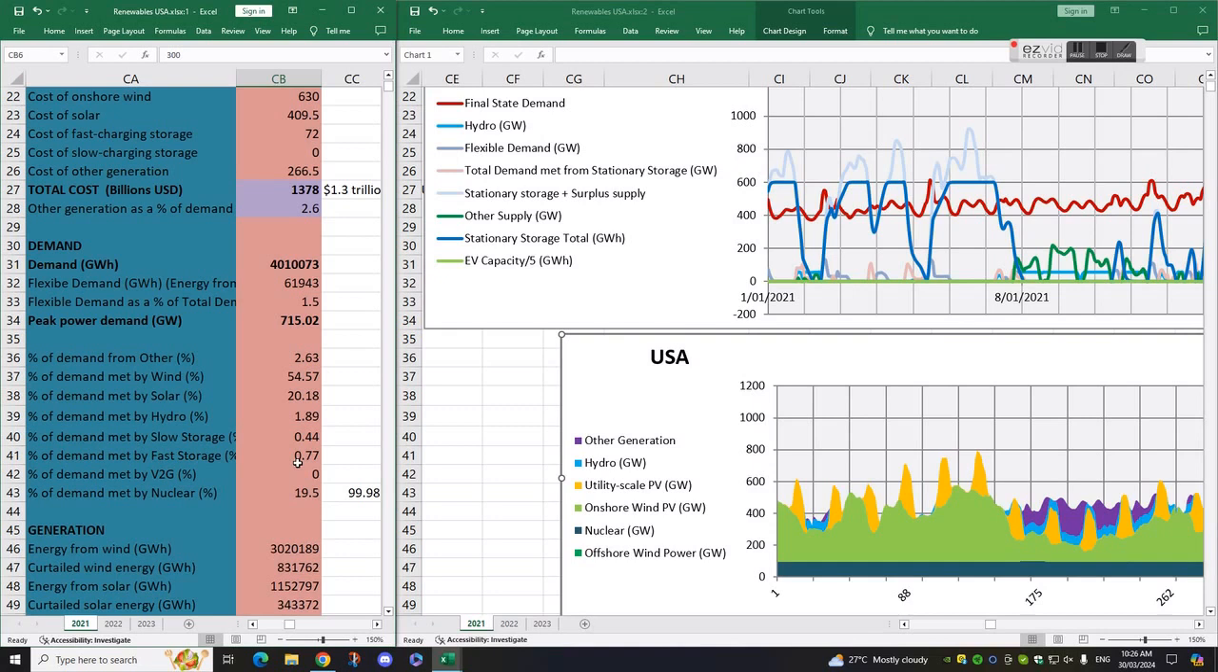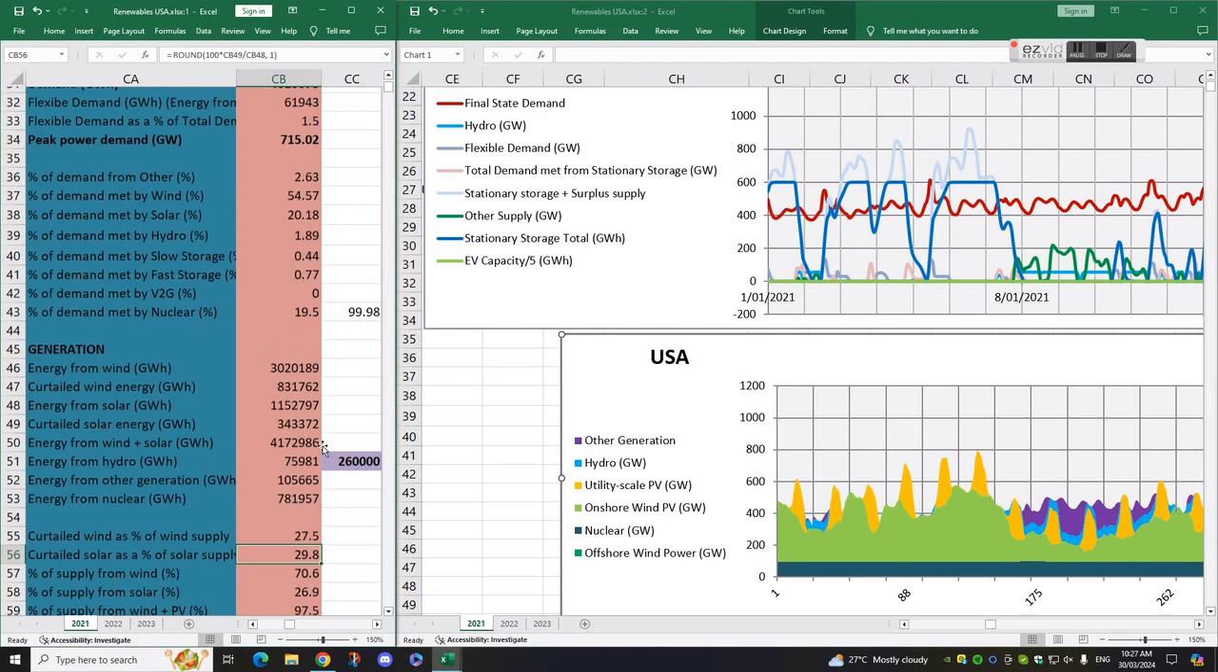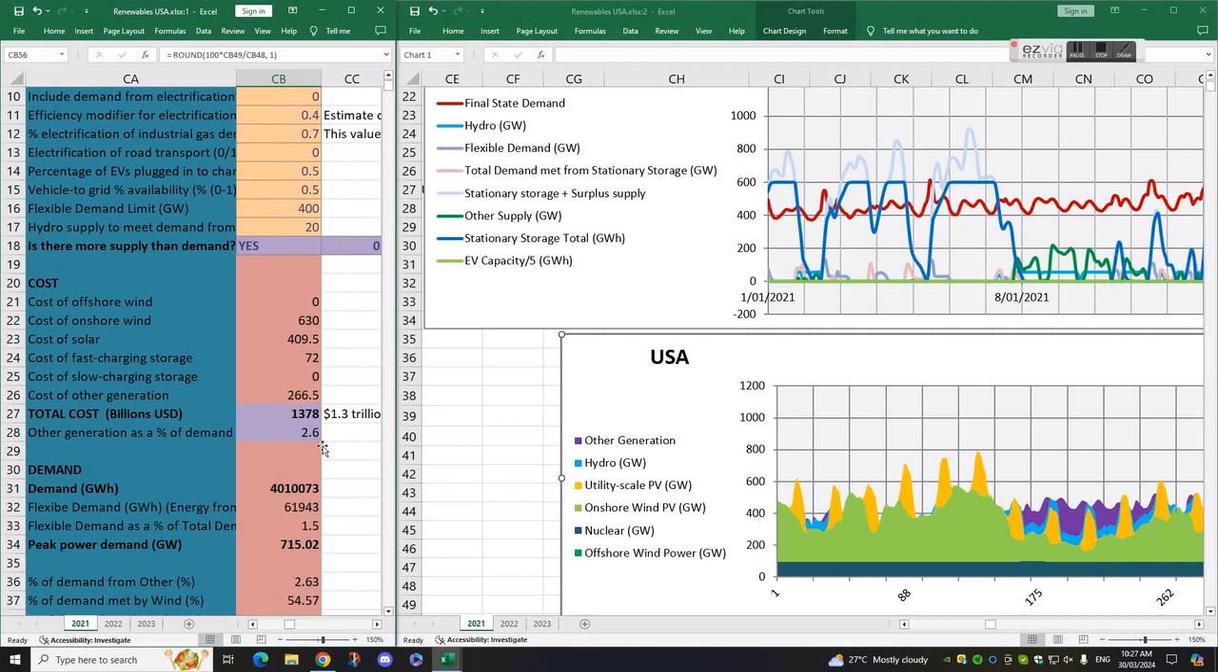So it's saying now we have the curtailed wind energy, 831,000 gigawatt hours, which is 27.5% of the total wind supply. We have curtailed solar energy, 29.8%, of the total solar supply, I mean. So I think that's a lot. Maybe there'd be a more cost-effective way to power the grid. So I have a cost estimate here. I'll explain in a later video how I calculate the cost of the wind and solar and the storage.